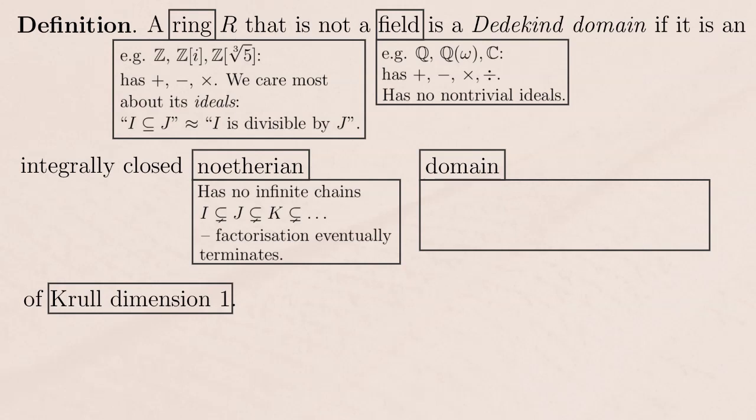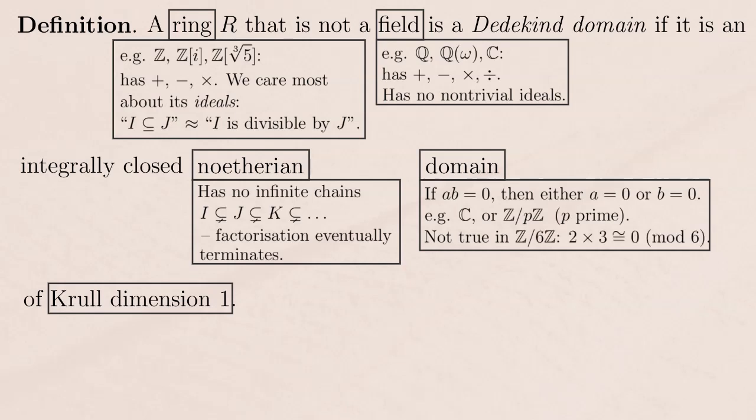A domain is a ring in which if A times B equals 0, then either A is 0 or B is 0. This is always going to be true when we're working inside the complex numbers. But it's also true working in Z mod pZ, that is, the integers but with arithmetic taken modulo p, when p is a prime number. A ring is a domain if it sits inside a field. So a counterexample is Z mod 6Z, for example. 2 and 3 are non-zero mod 6, but 2 times 3 is 0 mod 6. So Z mod 6Z is not a domain, and it can't be embedded inside any field.